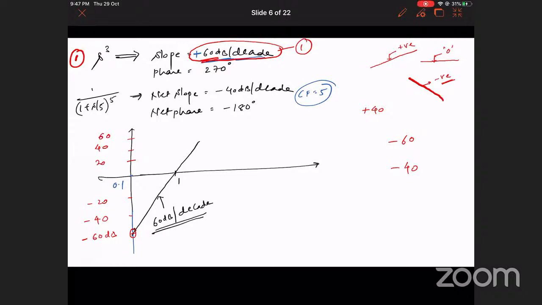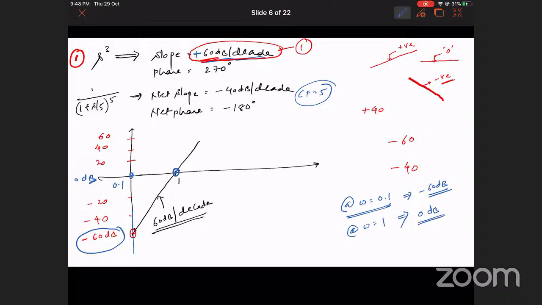Can you see that? At omega equal to 0.1, please look at this very carefully. At omega equal to 0.1, I'm talking about this. Okay, so what was the value of magnitude, guys? The value of magnitude was minus 60 decibel. Then if you look at omega equal to 1, can you see what the magnitude is, guys? The magnitude is 0 decibel. Yes or no?